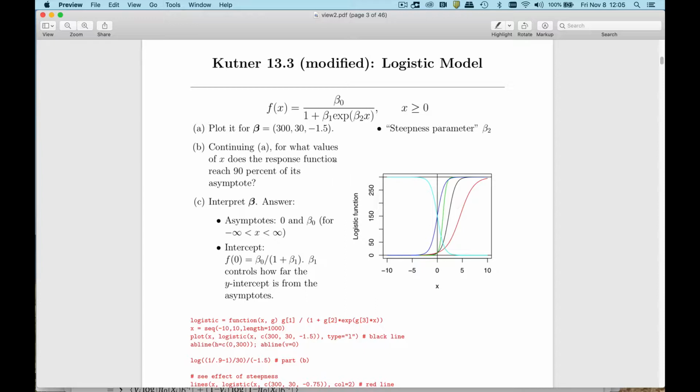One is the logistic model. The logistic model is important to know about when we get to neural networks. With neural networks, we're going to need something called a squashing function. A squashing function is where we have a bunch of inputs that can be very big or very small, but we want to squash them to be within a certain range.